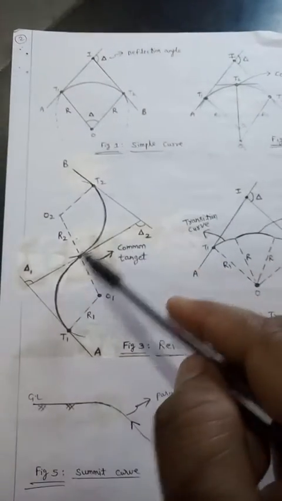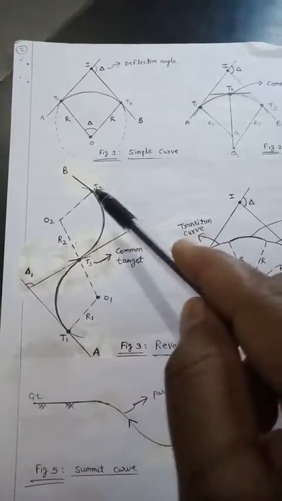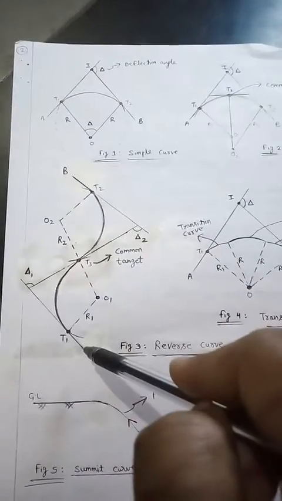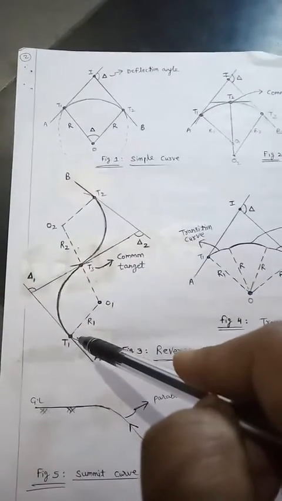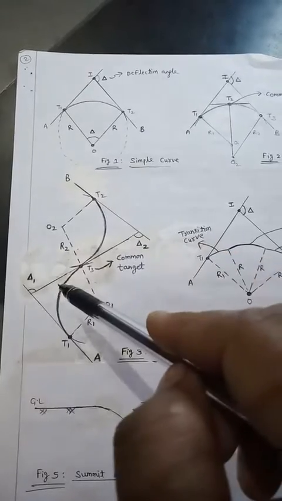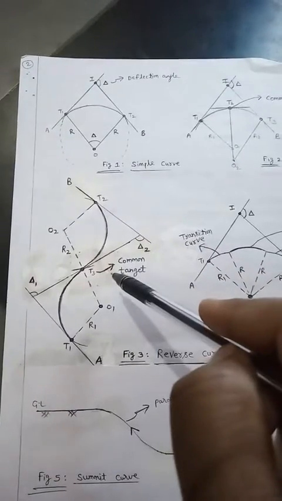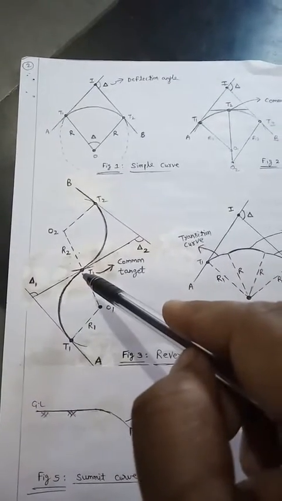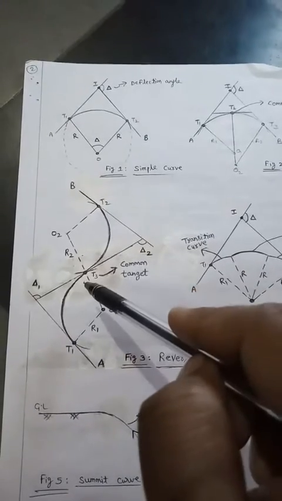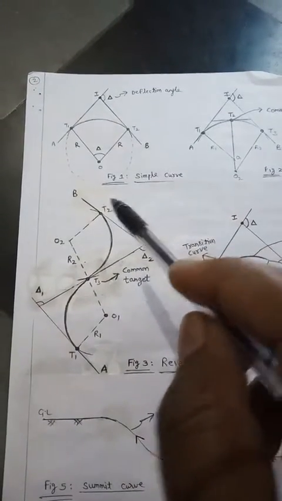The two arcs, this is one arc, this is another arc or curve, in opposite direction with a common tangent at the junction of the two arcs, then it is known as reverse curve.